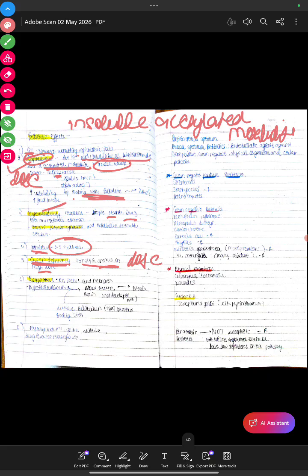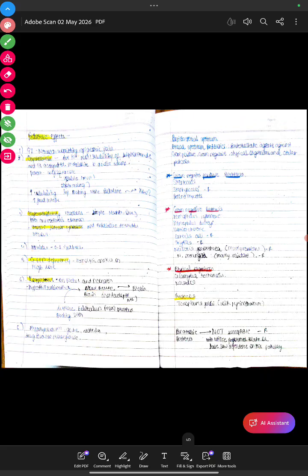Kernicterus happens in fetus and neonates because the blood brain barrier is not developed yet, so bilirubin can cross the blood brain barrier and deposit in the brain. Also hypothyroidism, goiter, arthritis, and drug fever can occur on prolonged use. Now, the antibacterial spectrum we have already discussed.